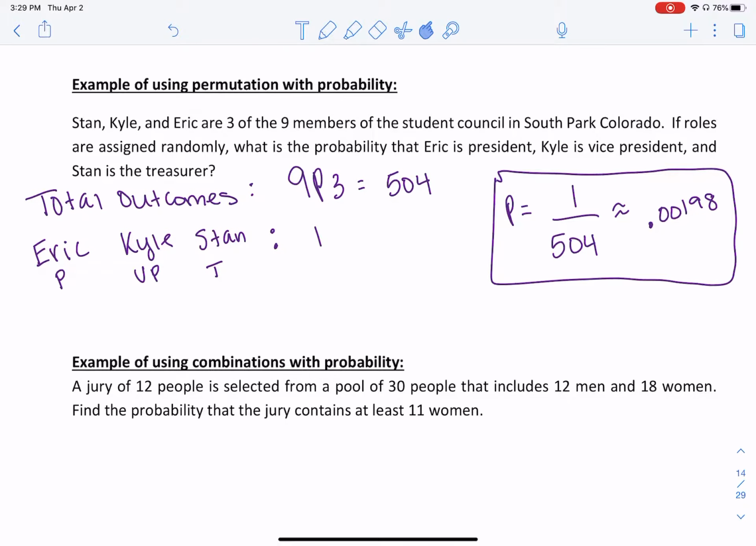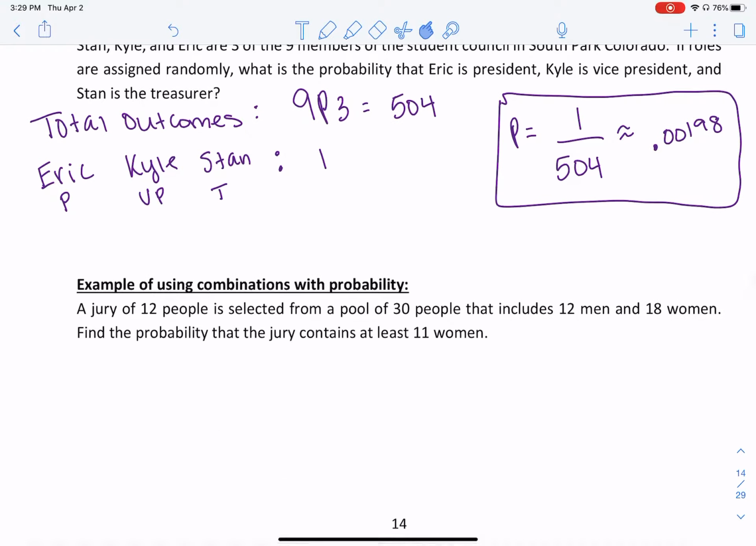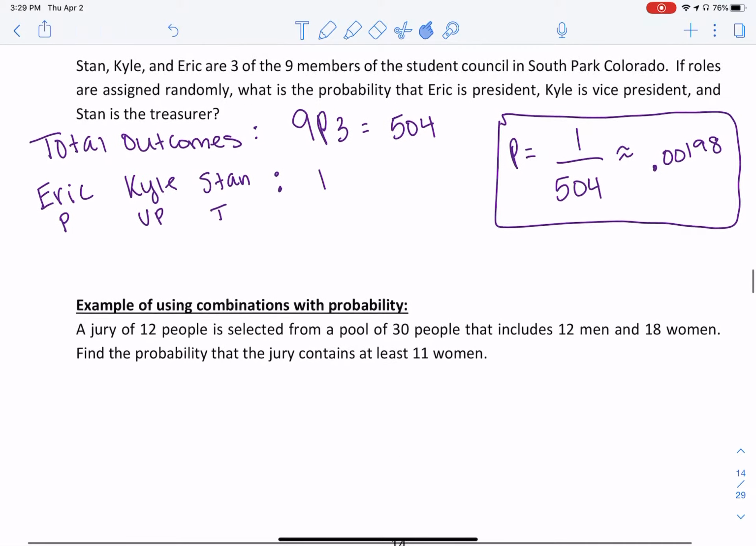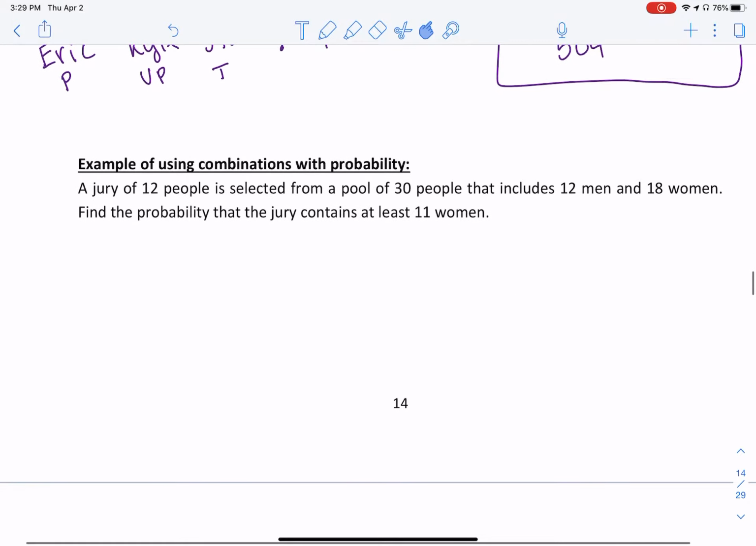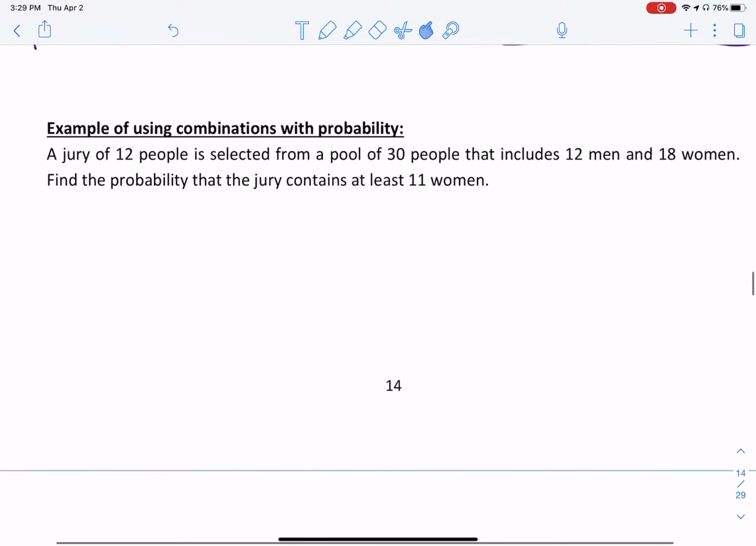All right, and the last problem here. So now we're going to look at combinations. So this one was permutations. Now let's look at combinations where order does not matter. So a jury of 12 people is selected. So remember, 12 people. And is selected from a pool of 30 people that include 12 men and 18 women. Find the probability that the jury contains at least 11 women.